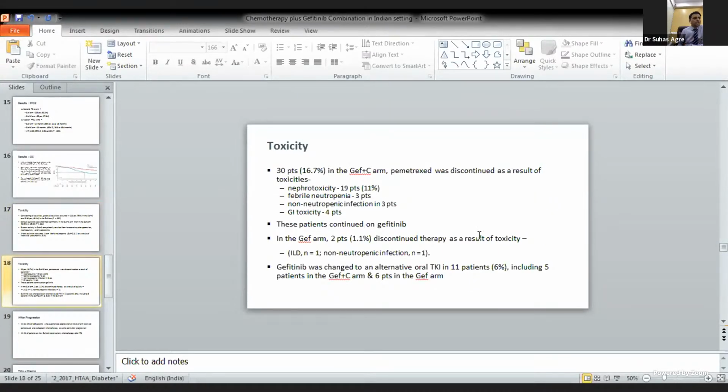Along with that, almost 17% in this combination discontinued because of various toxicities, like 11% nephrotoxicity, 3 patients febrile neutropenia, and GI toxicity in 4 patients. While 2 patients in the gefitinib arm also discontinued because of ILD and non-neutropenic infection as well.